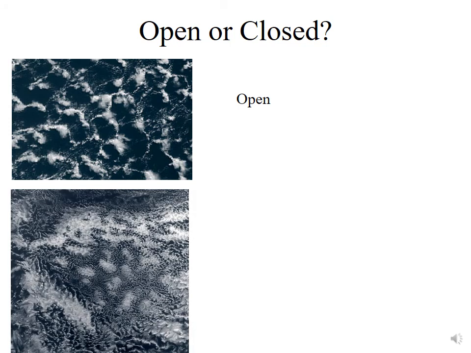Here we also have open cell convection. You mostly have the white space around the periphery of the individual cells, but it's a little more complicated than it is in the image at the top.